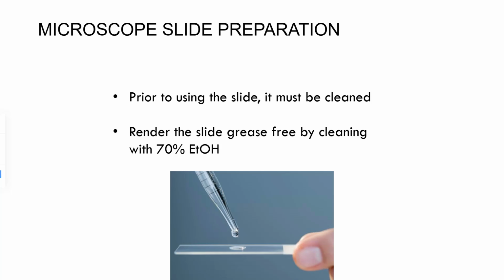Prior to using the slide, you have to clean it, so render the slide grease-free by cleaning it with 70% ethanol. Now the main thing with stool is everything looks like a parasite. If you take a fecal sample from any healthy, normal individual and look at it under the microscope, you're going to find a lot of roughage, a lot of material that looks a lot like eggs. So it really does take a trained eye to differentiate that, especially if that individual is eating a lot of vegetables.